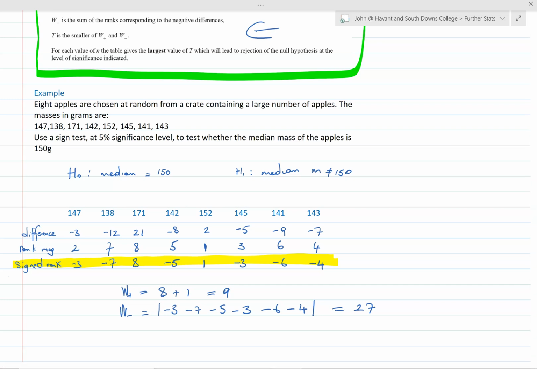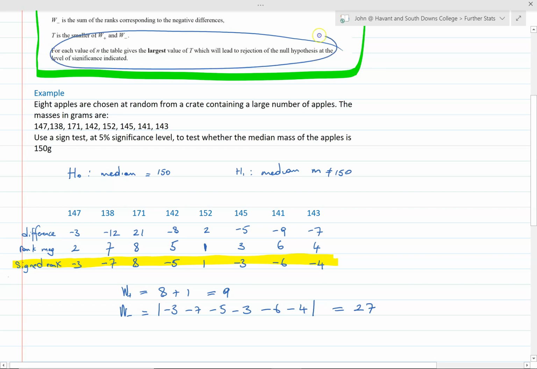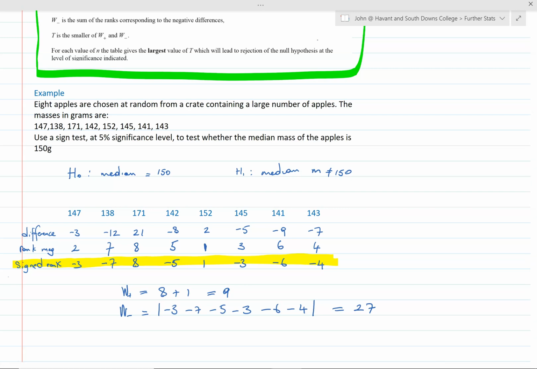Now, statisticians have different approaches from this point. Some people consider the difference of these two, and some people look at the smallest. It can be shown the test is statistically equivalent, whatever you do, but it's simpler to take the smallest, I think, and in any case, that's the guidance at OCR. Most people watching this video are probably doing OCR. We take the smallest of those. So T is the smallest of W plus and W minus, which is equal to 9.